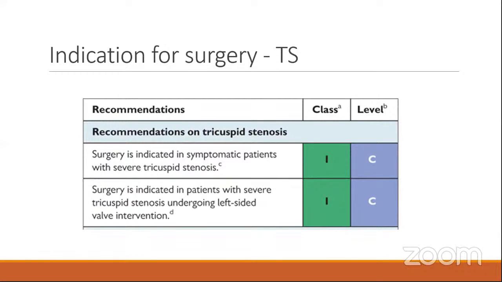The indications for surgery for tricuspid stenosis are from the 2017 guidelines, and they have not changed. They didn't mention anything about tricuspid stenosis intervention in the 2020. Surgery is indicated in symptomatic patients with severe tricuspid stenosis, class 1, and surgery is indicated in patients with severe tricuspid stenosis undergoing left-sided valve intervention, also class 1.